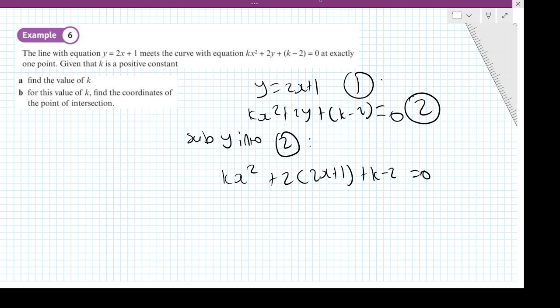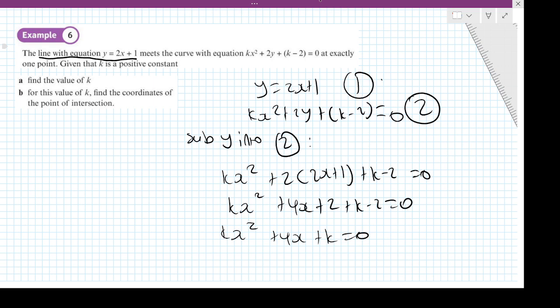Then I can expand this and see what I can do with that. So kx squared plus 4x plus 2 plus k minus 2 equals 0. And then I can tidy this up to get kx squared plus 4x. The 2 minus 2 would go away, so you're just left with plus k equals 0. Okay, there's nothing more we can do there, but we are told this line and this curve cross over at one point, okay? And we have a quadratic.